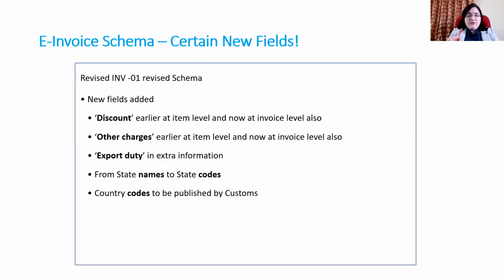Then the e-invoicing schema. If anyone has used the e-invoicing schema made available earlier, there are certain changes in it on the basis of the challenges faced by taxpayers. Some of the key changes: in the earlier schema, discount was given at item level, but now discount is at invoice level. There is a discount column, but that is now required to be given at invoice level. Second, the other charges parameter earlier was given at item level, but now it is at invoice level. For example, export duty and additional information are now available in the schema.